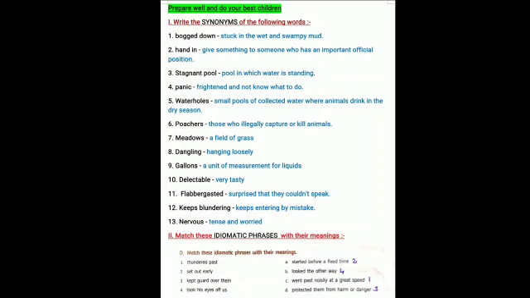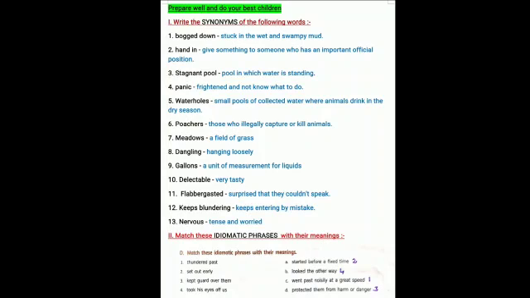Next is poachers. Children, this is one of the important words you must remember. What is meant by poachers? Poachers means those who illegally, that means without getting permission from the government, capture or kill the animals. Next is meadows. Meadows is also another simple word you must remember. Meadows means a field of grass. Next, dangling. Dangling means hanging loosely.